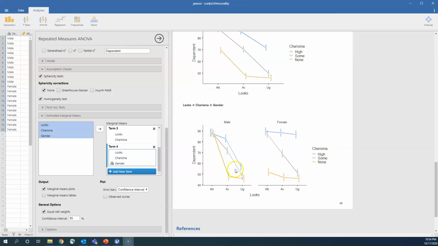So men primarily care about looks, women primarily care about personality, but where it matters most is in the middle, in that average personality. You see a lot of highly differentiated ratings for both men and women.